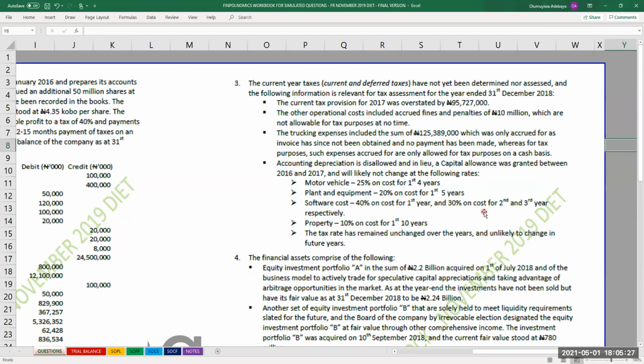Capital allowance will be granted. Okay, granted. Tell me, let's put them one by one. How will you grant capital allowance for motor vehicle? You said it's 25% on cost. Now, what was the cost?